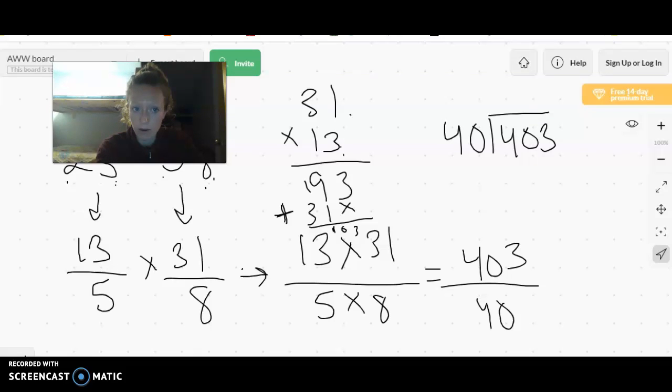40 can't go into 4, remember? So we move over to the next one. So 40 into 40, how many times? 1. And it's really important, guys.